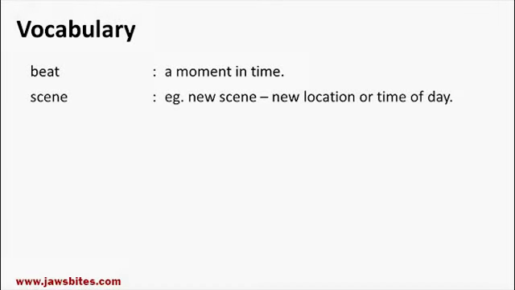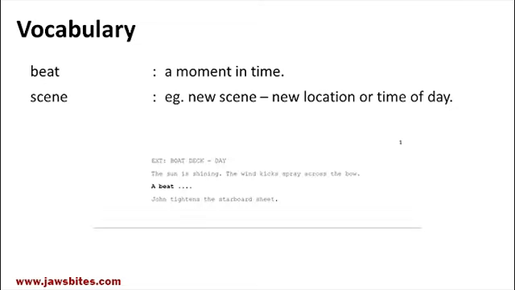It will come as no surprise then that there is a more physical use for both the terms beat and scene. You will need to be aware that outside of the technicality of structure, a beat is often used to define a moment in time. For example, exterior, boat deck, day. The sun is shining, the wind kicks spray across the bow. A beat, John tightens the starboard sheet.